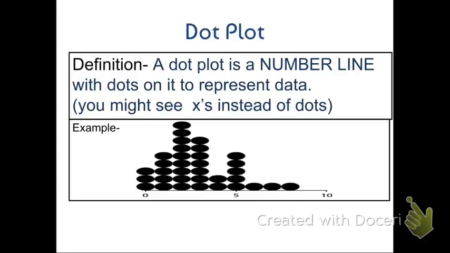All right, so yesterday we talked about a certain kind of graph. Who remembers the name of it? Histogram. Okay, and a histogram is a what? Who remembers the definition of a histogram? It is a bar graph that shows how frequently things occur.